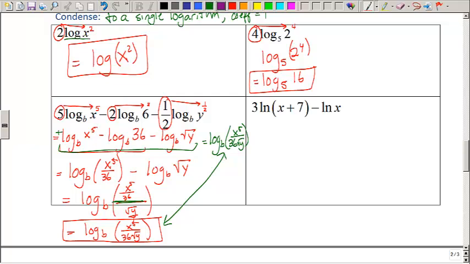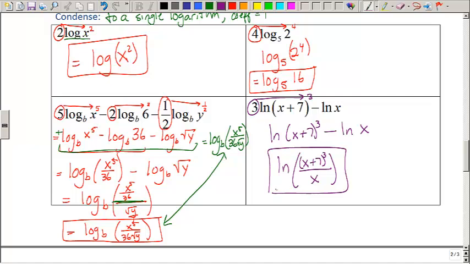Looking at our last problem here, I'm still trying to condense to a single logarithm with a coefficient of 1. So that means all my coefficients need to move up into the exponent. So we have ln of x plus 7 cubed minus ln of x. Notice the bases are the same, so we can proceed. Because this is a minus, I know I have a quotient rule, which means I have x plus 7 cubed in the numerator because it's positive. In the denominator, I have x. This is my final answer.